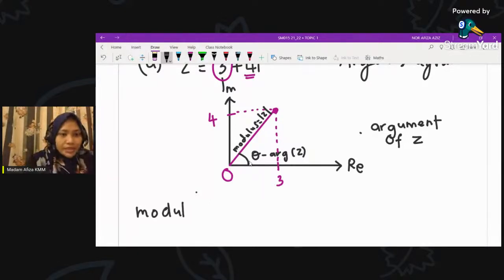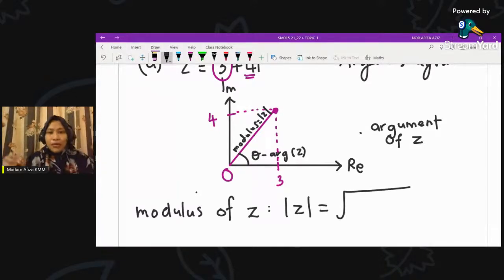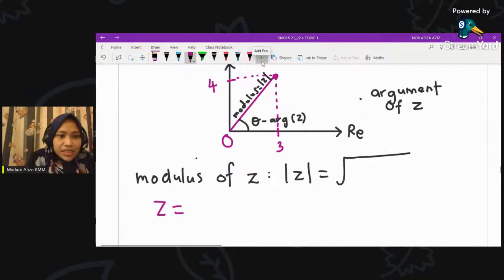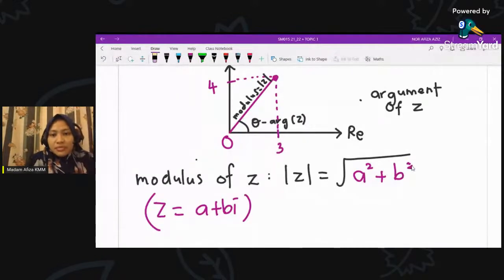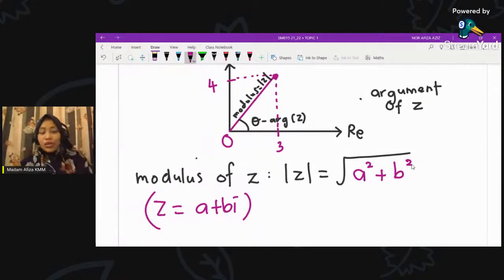Okay, modulus of a complex number Z. Simbol dia modulus. We can use this formula to calculate the modulus of a complex number. So di sini kalau kita punya Z, if our Z is equals to A plus Bi, okay, so dekat sini formula dia akan jadi square root of A squared plus B squared. Okay, so itu untuk kira modulus.